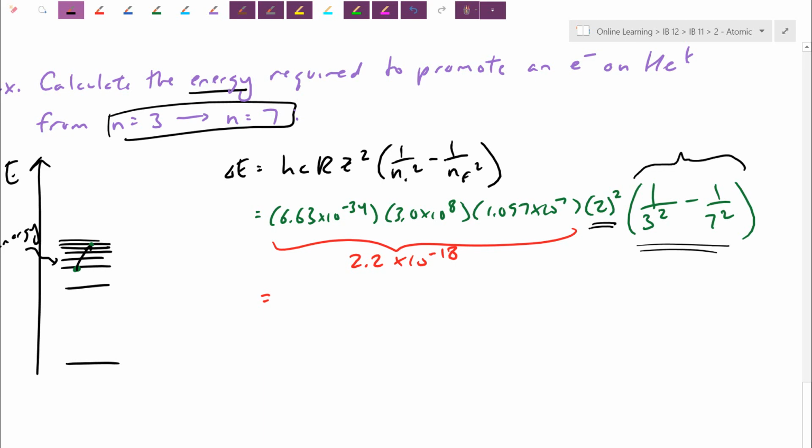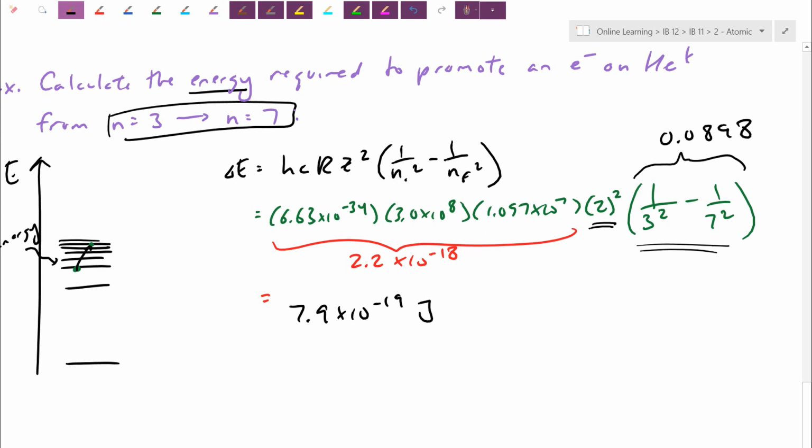I'm going to go 1 over 9 for 1 over 3 squared, minus 1 over 49 for 1 over 7 squared. Notice this part here ended up positive. As you would expect, when you go from a low shell to high shell, I need to actually input the energy. When you type this all in one row here, so that we don't have any problems with rounding, times it by 1 over 3 squared. Double check my numbers. I'm getting here, the corresponding energy should be 7.9 times 10 to the negative 19 joules. Right? So that's going to be 2 sig figs here.